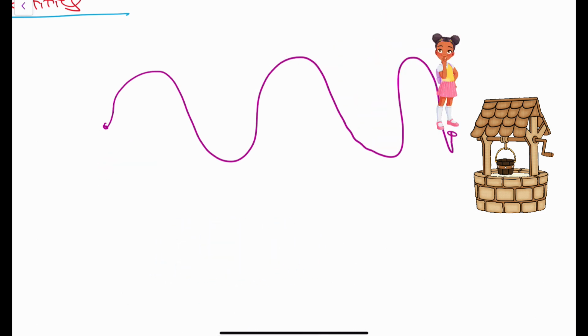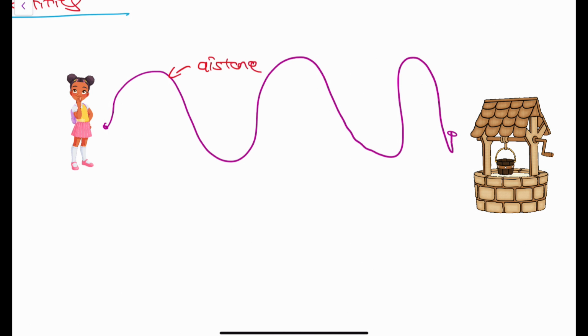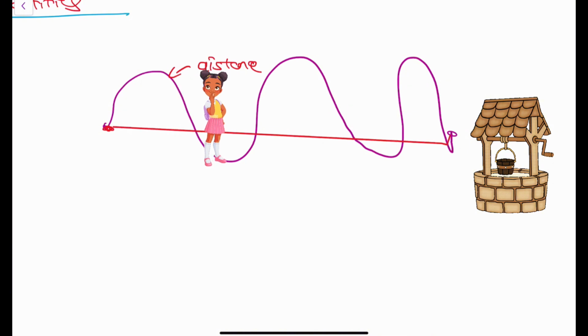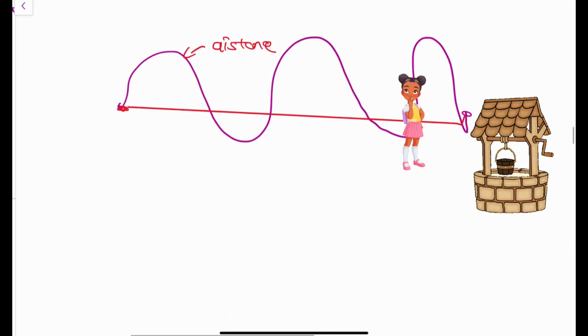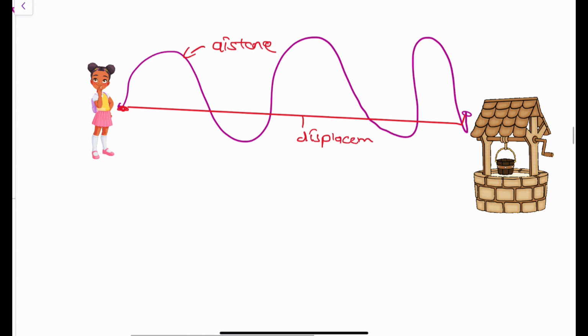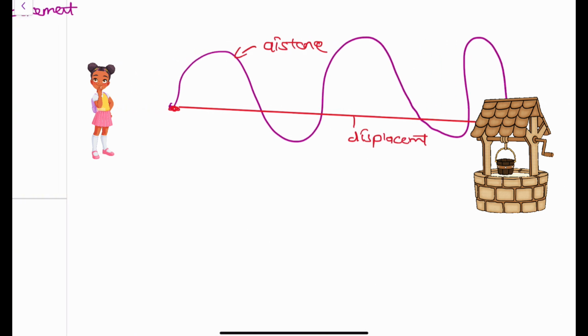So basically, that is your distance. What you have traveled here is going to be your distance. But for displacement, we're just going to take this point and connect it to the other point. The shortest distance that you have moved is going to be your displacement, and it has a specific direction. For example, if I connect my compass over here, I could say this is east, this is north, this is south, and this is west.